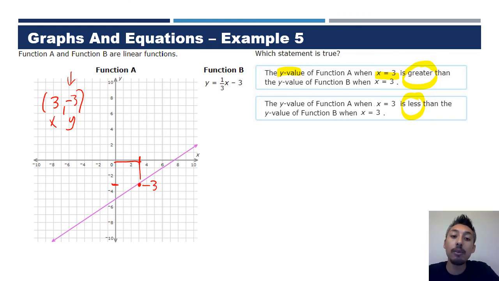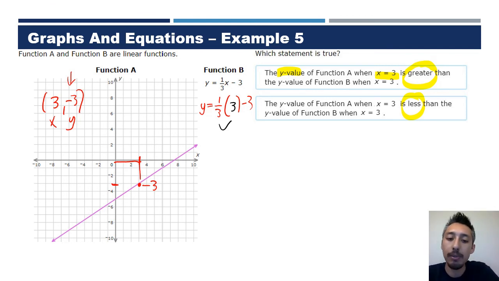And just like before, for function b, we're just going to rewrite the equation, y is equal to 1/3. But instead of writing in x, we know what x is equal to. We're going to plug in a 3 into that equation. And then everything else stays the same. Just like before, all we're trying to do here is simplify. So let's go ahead and multiply 1/3 times 3.